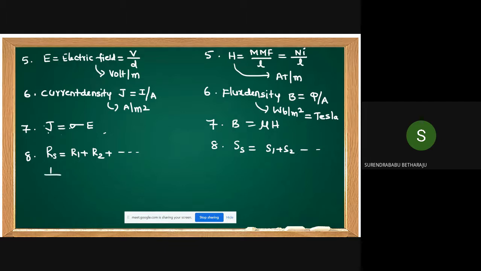Then what about the parallel? 1 by Rp in parallel combination equals 1 by R1 plus 1 by R2 plus and so on. Even in magnetic circuits, in a parallel circuit, the resultant reluctance equals 1 by S1 plus 1 by S2 and so on. Same concept. Where the resistance was, here it is a reluctance. Clear, friends? This is the analogy between electric field and magnetic field.